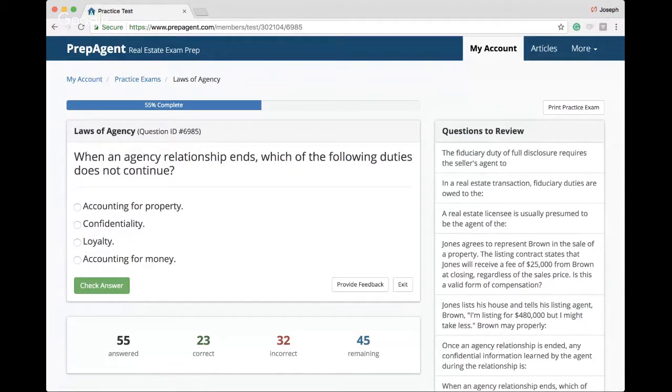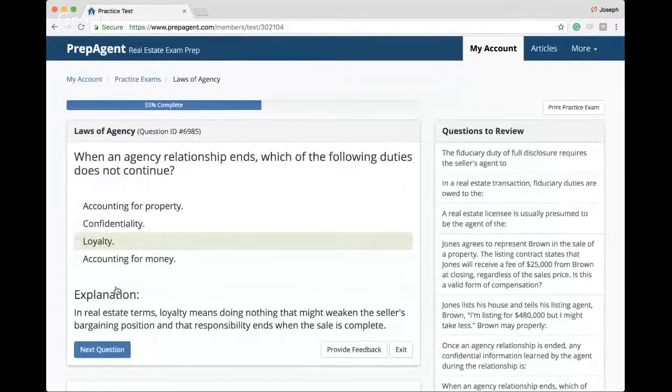When an agency relationship ends, which of the following duties does not continue? A, accounting for the property, B, confidentiality, C, loyalty, or D, accounting for money. So which one of these does not continue? Okay, and the answer here is loyalty.